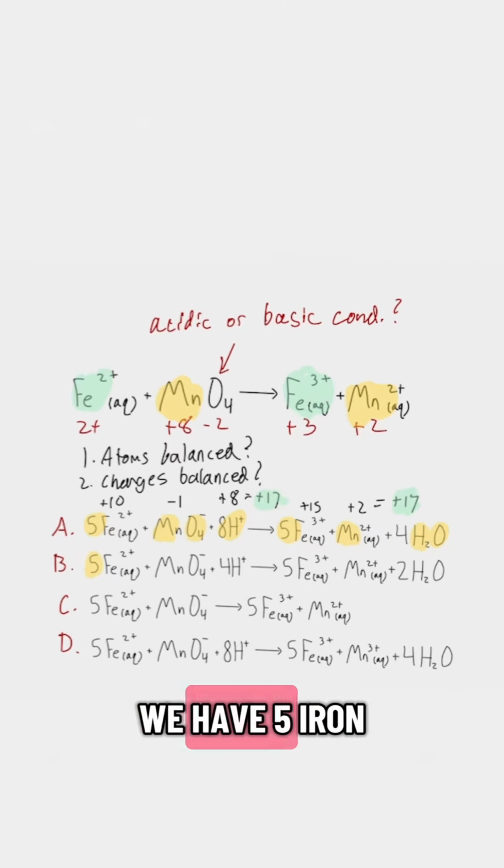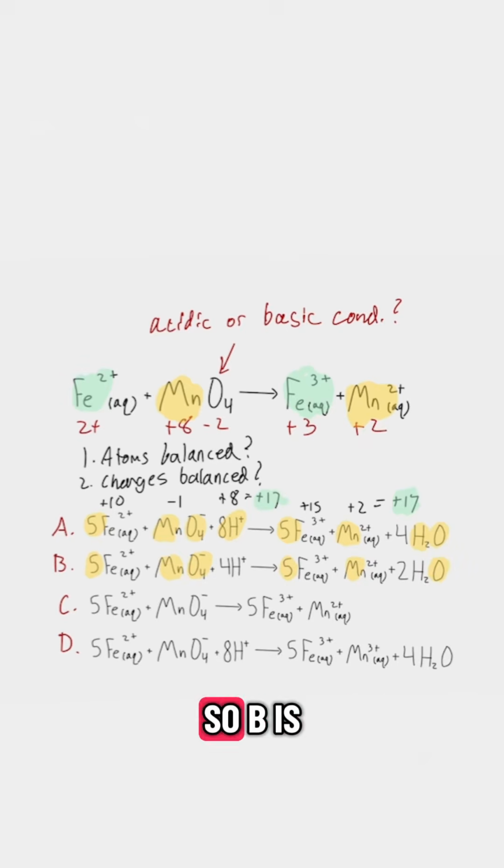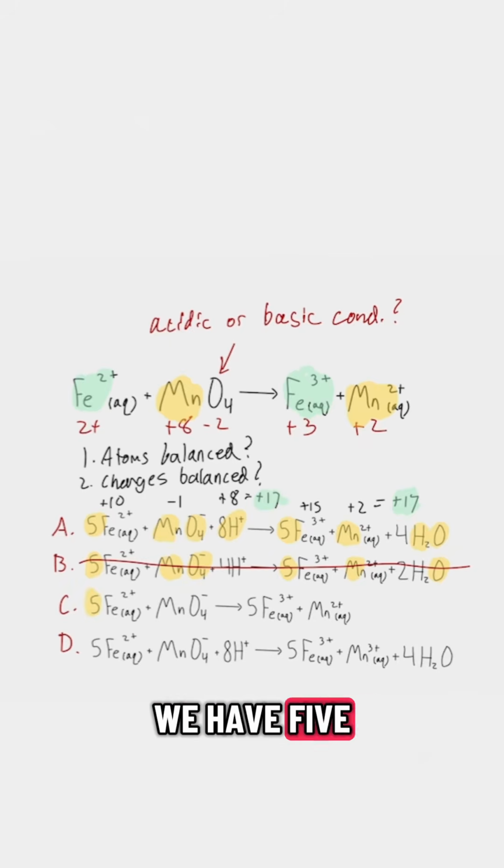With option B, we have 5 iron on both sides, 1 manganese on both sides, 4 oxygens on the left, but only 2 oxygens on the right, so B is incorrect. For option C, we have 5 irons on both sides, 1 manganese on each side, 4 oxygens on the left, but no oxygens on the right.